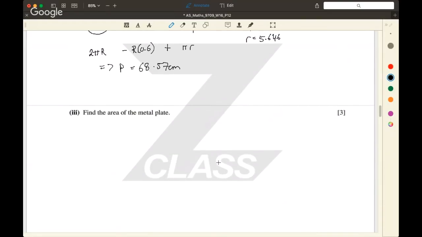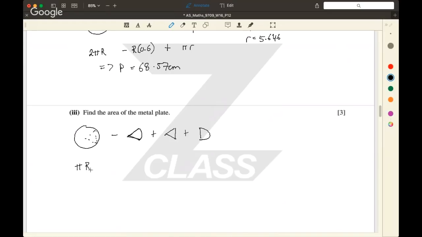Okay, now they want us to find the area. And again, I'm going to do it pictorially. So the area of the metal plate is going to be the area of the big circle minus the area of the missing wedge plus the area of the triangle, because it's not like the whole wedge has gone missing, it's just this little bump that's gone missing. So I'm subtracting the entire wedge, but then I'm adding back in the triangle, and then I'm adding the semicircle on top.